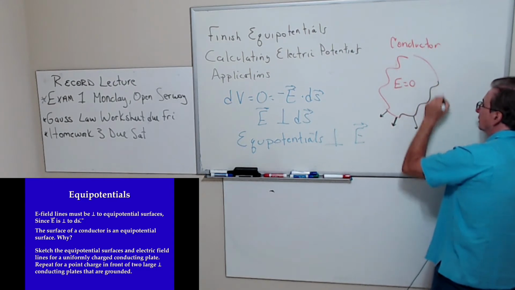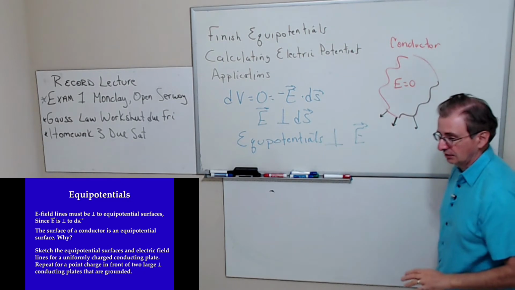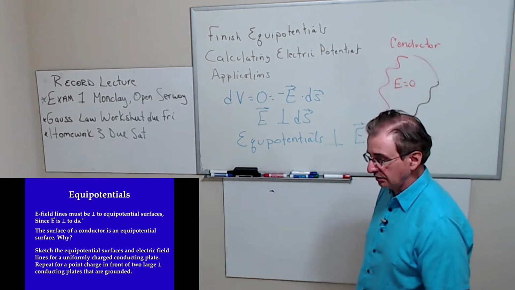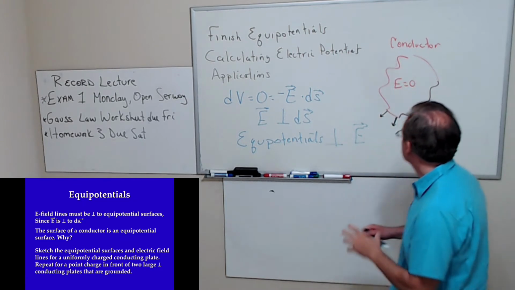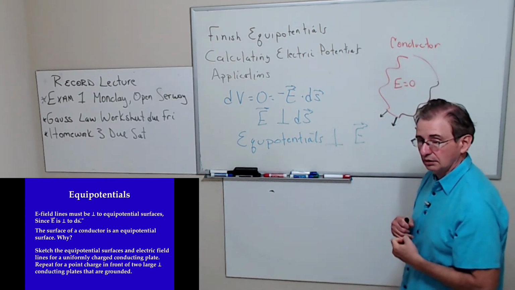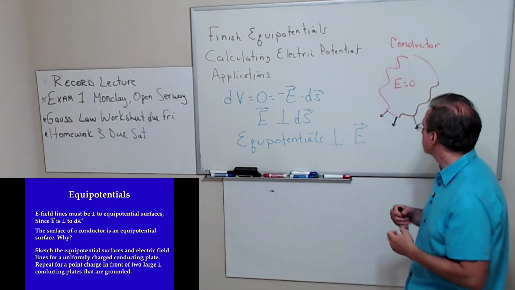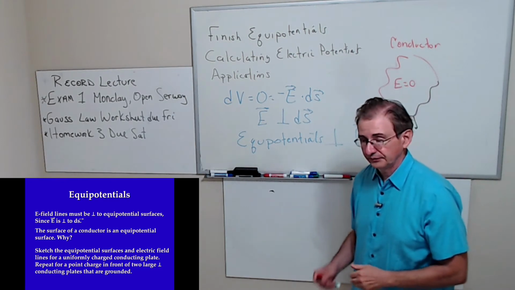of constant potential. Furthermore, the entire conductor is at a constant potential. Okay. V is a constant for a conductor. Okay, so at the surface of a conductor and inside the conductor, V is a constant.